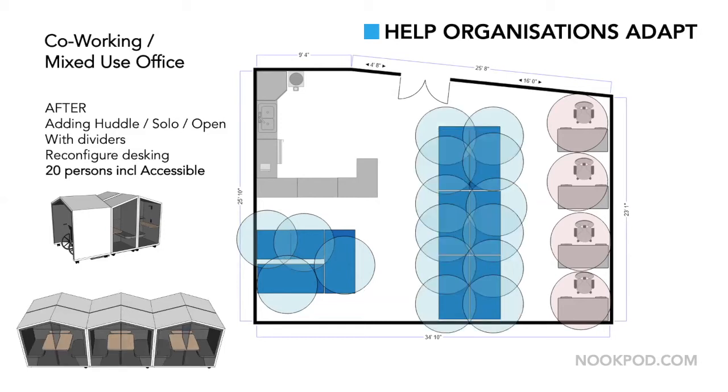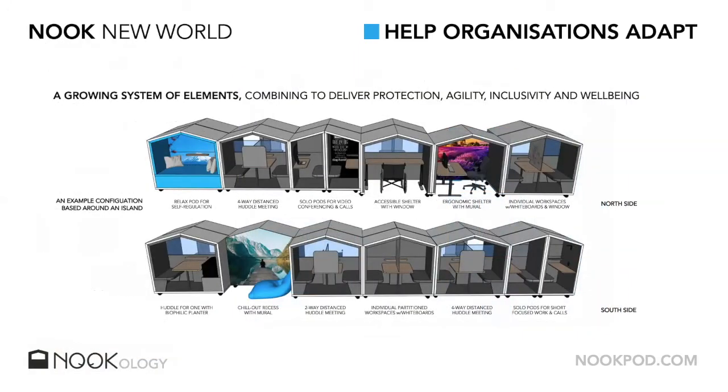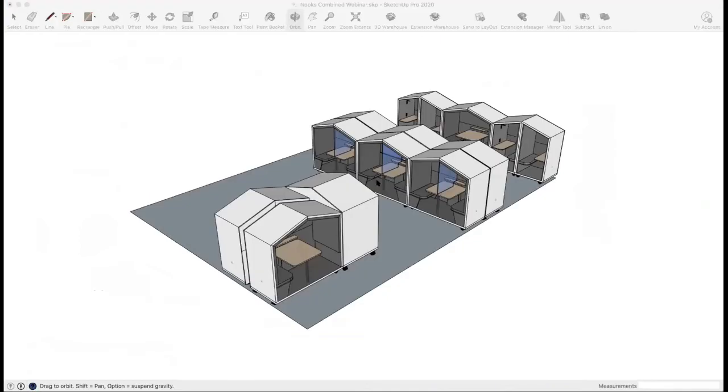With the dividers, you're up to potentially 20 people here, including, again, the accessible open here. If you then remove all the desks totally and put in nooks, then a couple of solos, a huddle, you're looking at potentially 21 people with dividers. And David, so we've got multiple scenarios here, which basically works whichever way you want to shake it, right?